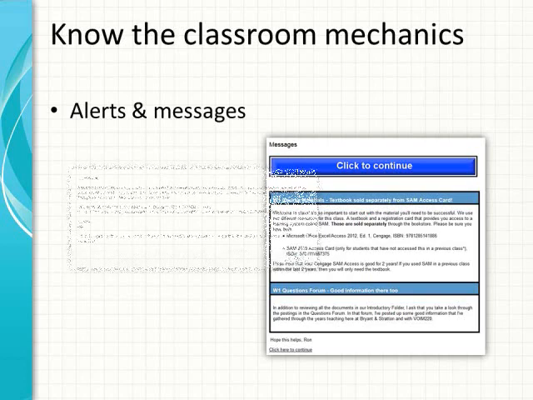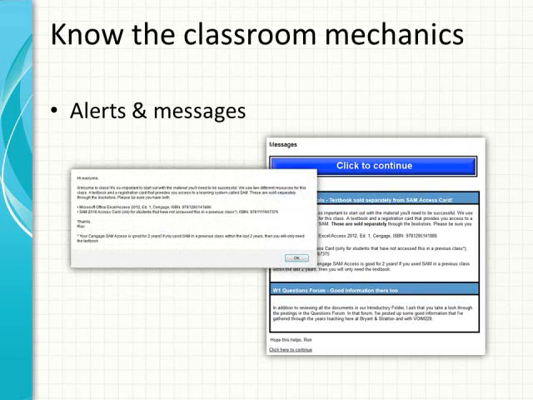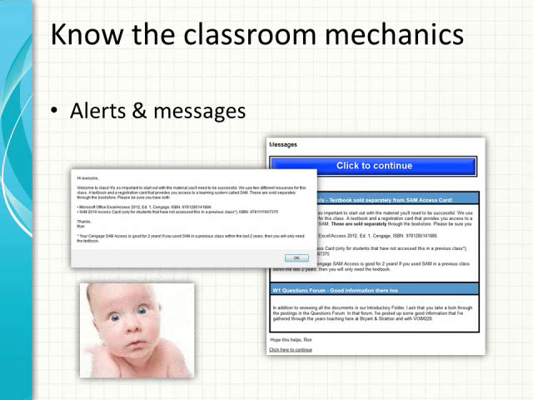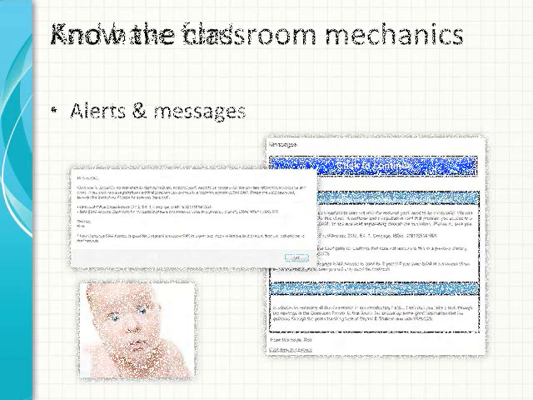A similar mechanism in learning management systems are something known as alerts or messages. These contain the same types of notes that we post in our announcements. But the primary difference is that students must acknowledge these either by selecting the OK button or a click to continue so that we know that they've actually read the material.